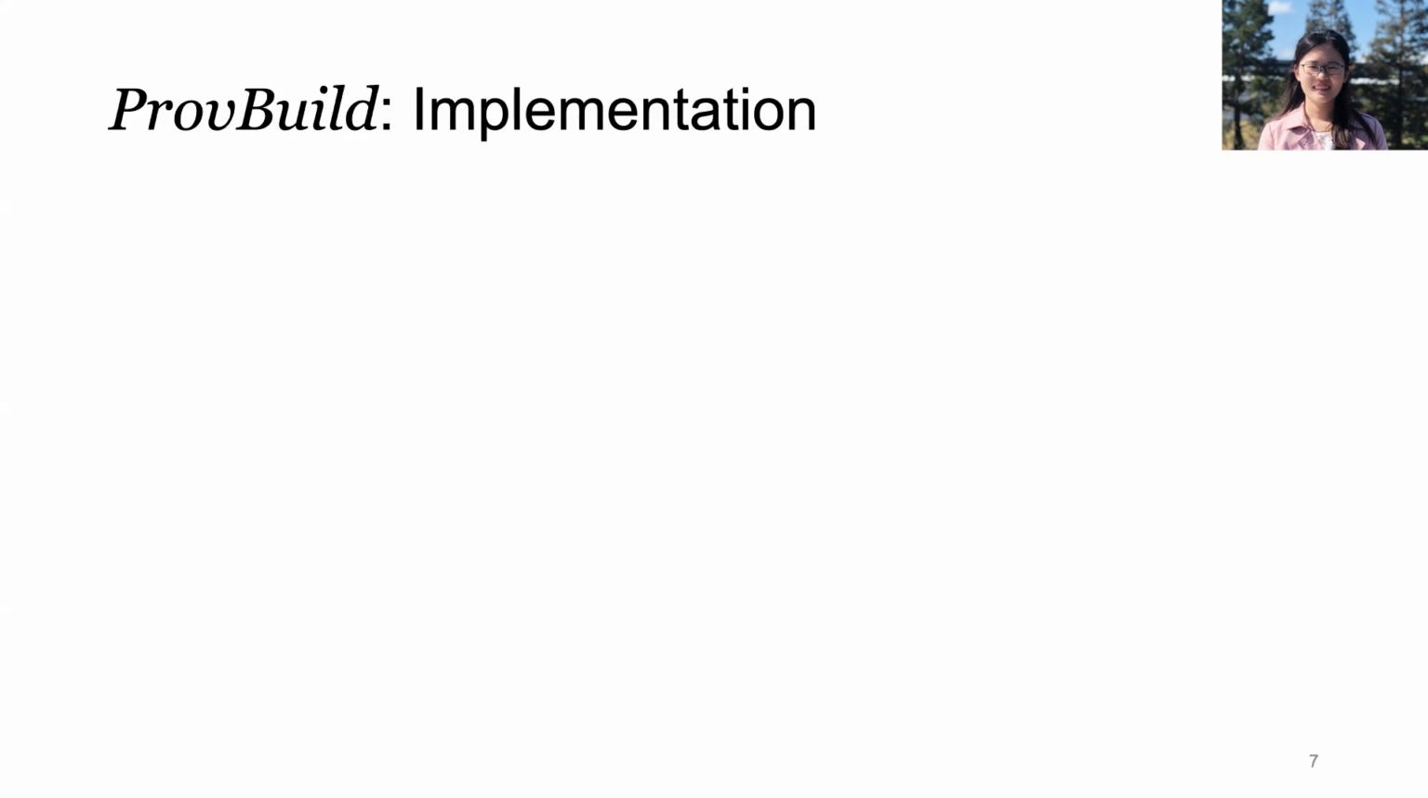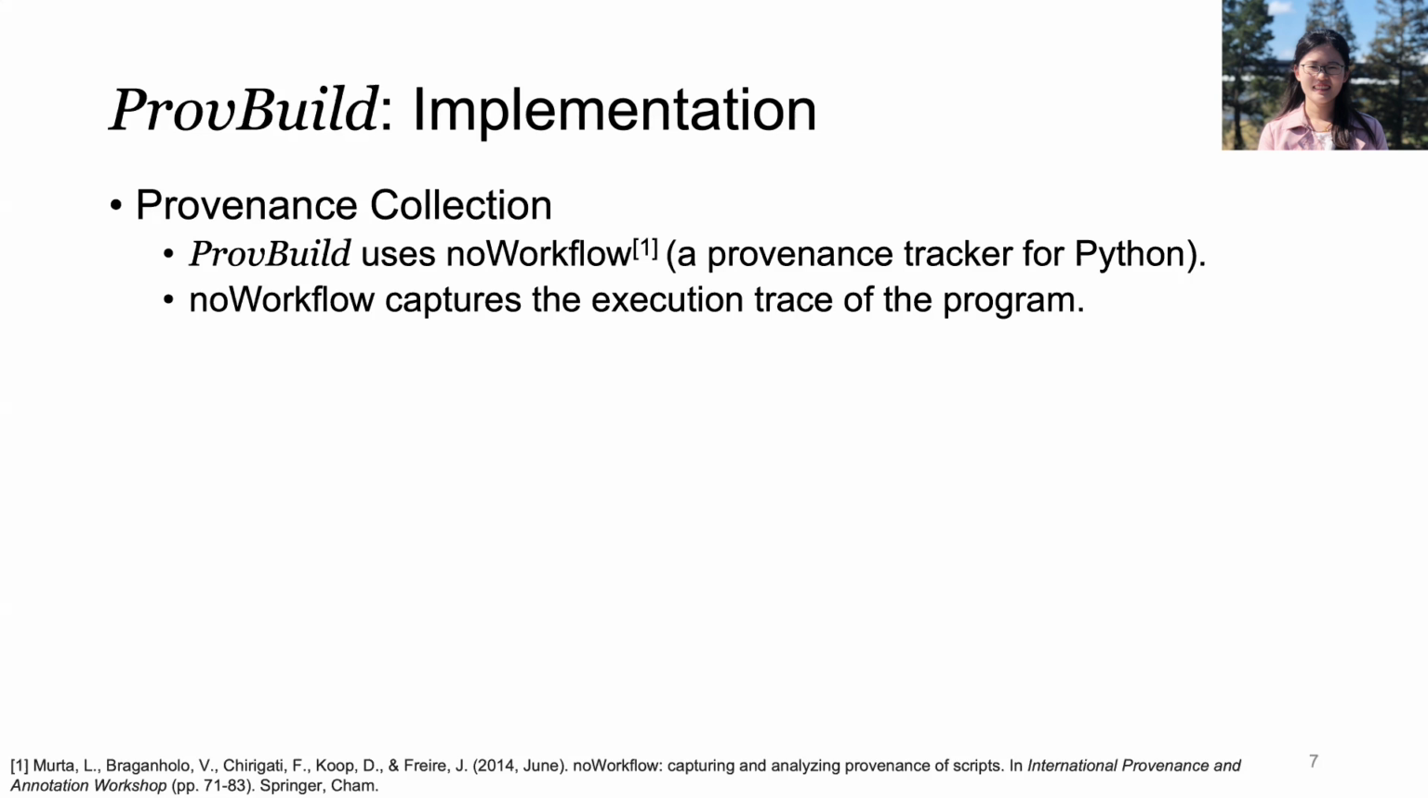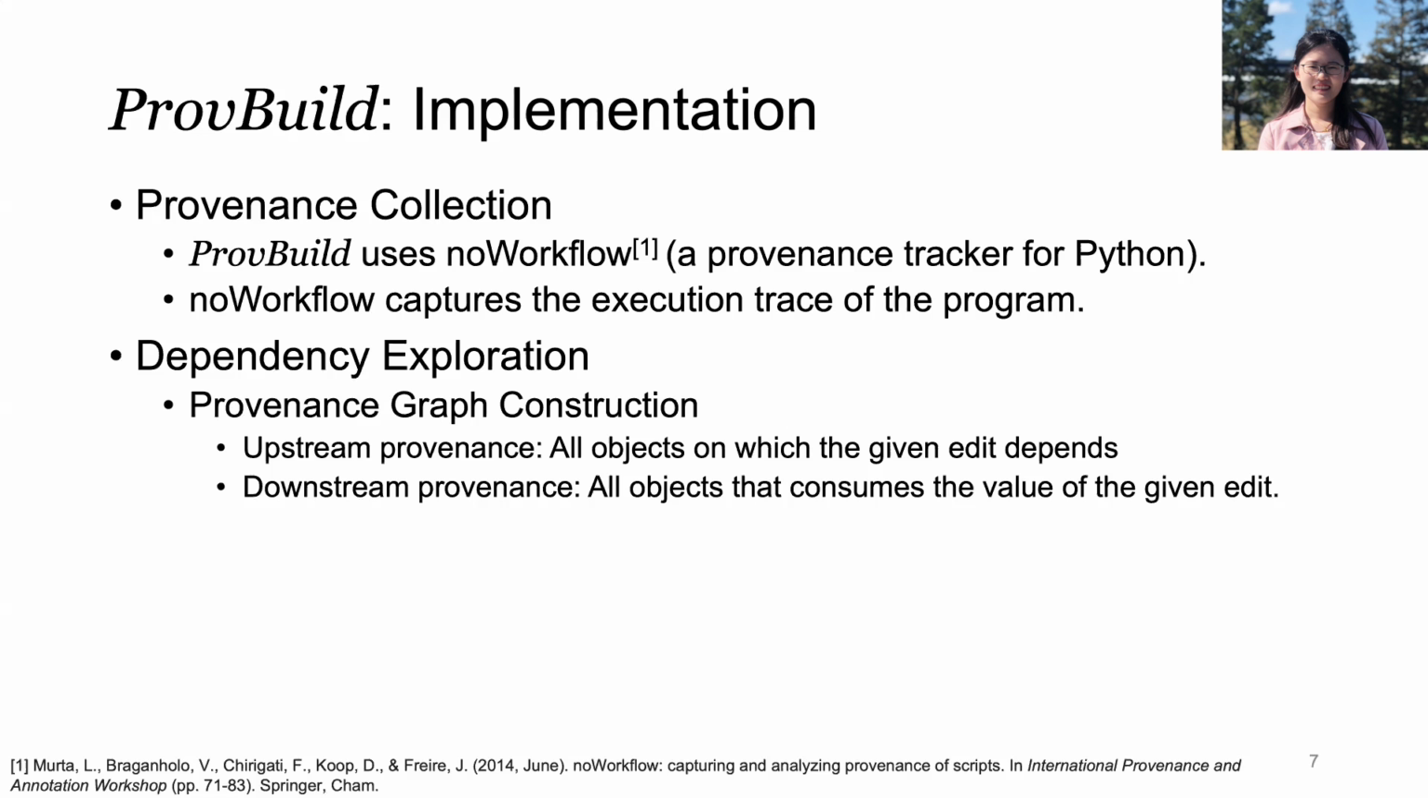As we mentioned before, ProfViews uses noWorkflow to collect language-level provenance for Python scripts. With the generated Python provenance information, ProfViews constructs a provenance graph for the debugging target. Given a target, we divide the execution provenance of a script into upstream provenance, which is everything on which the target depends, and downstream provenance, which is everything that depends on this target. ProfViews iteratively collects those dependencies and includes them in the ProfScript.